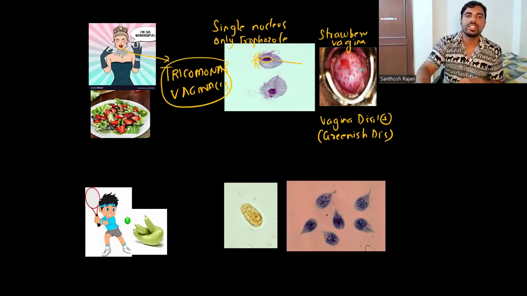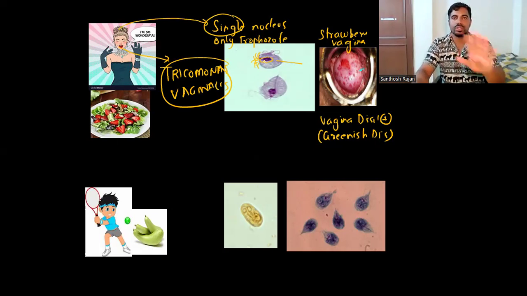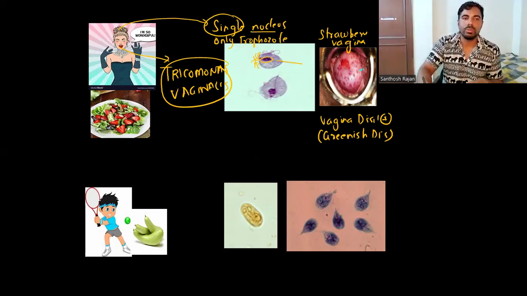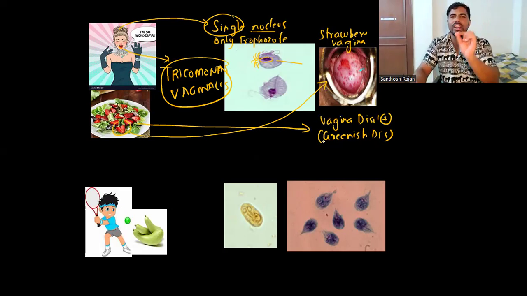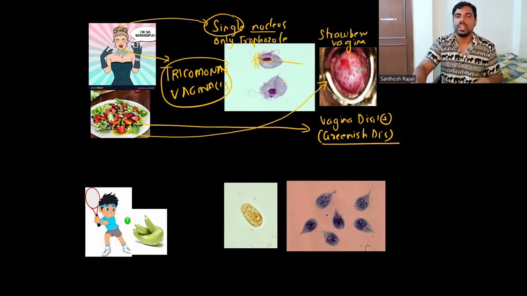Why did I say Trisha again? First of all, Trisha is single. She has only the trophozoite, that means no cyst. She is just a trophozoite, no boyfriend, no cyst. Single nucleus. And she loves strawberry, that's what I told, strawberry vagina. And I told you she loves green veggies, green color discharge. Every word and term is important. Trichomonas vaginalis is a 100 times repeated question. Expect this question. This picture will come in vaginal discharge, and then you have to write it.